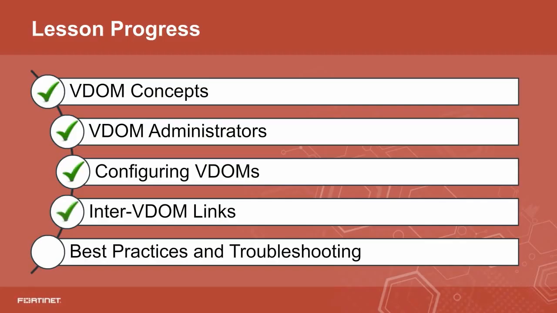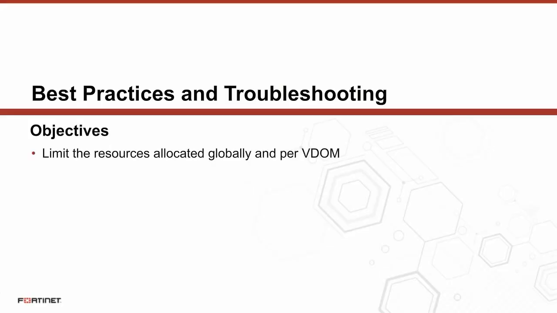Good job! You now understand inter-VDOM links. Next, you'll learn some VDOM best practices in troubleshooting. After completing this section, you will be able to limit the resources allocated globally and per VDOM. By demonstrating competence in VDOM best practices in troubleshooting, you will be able to avoid, identify, and solve common VDOM issues.